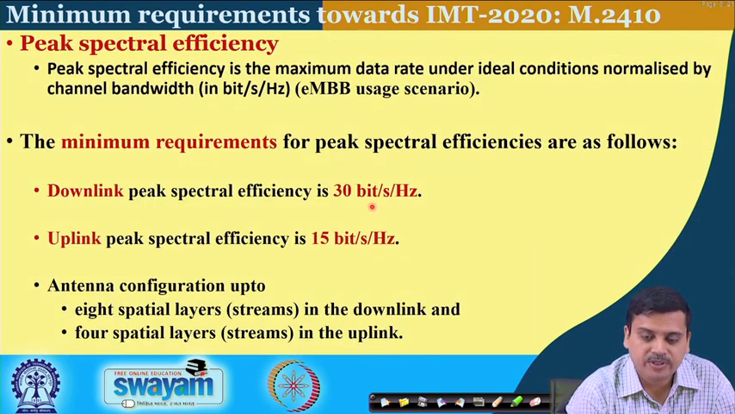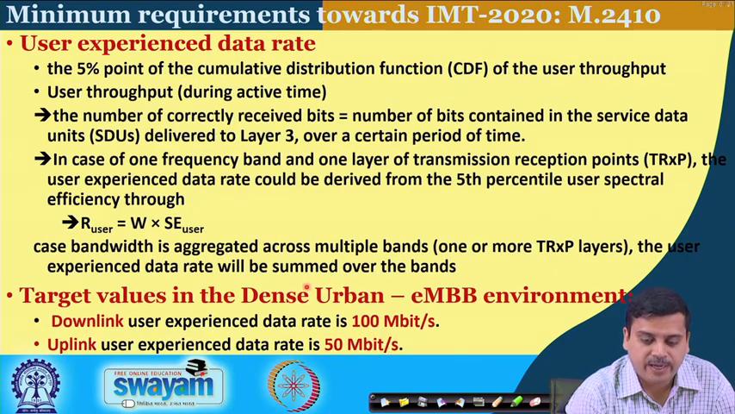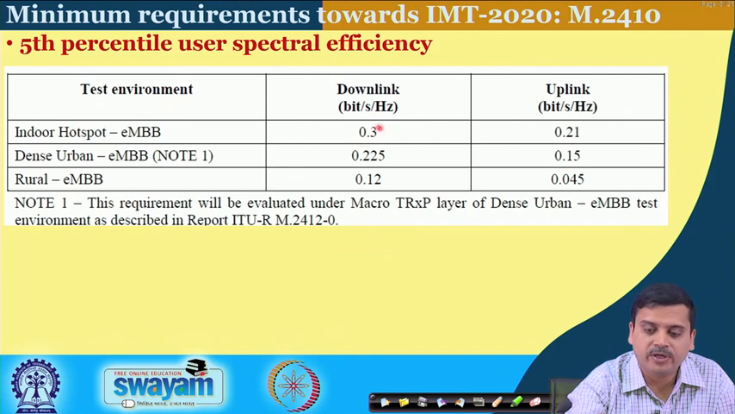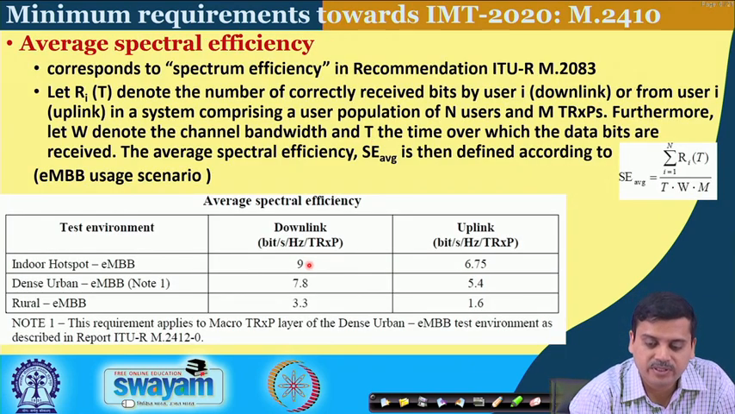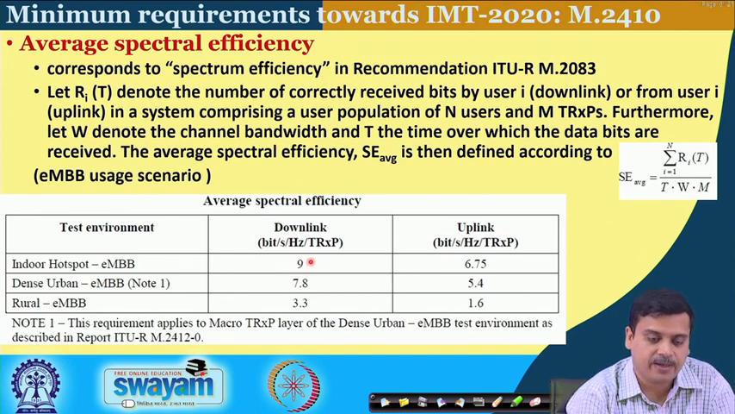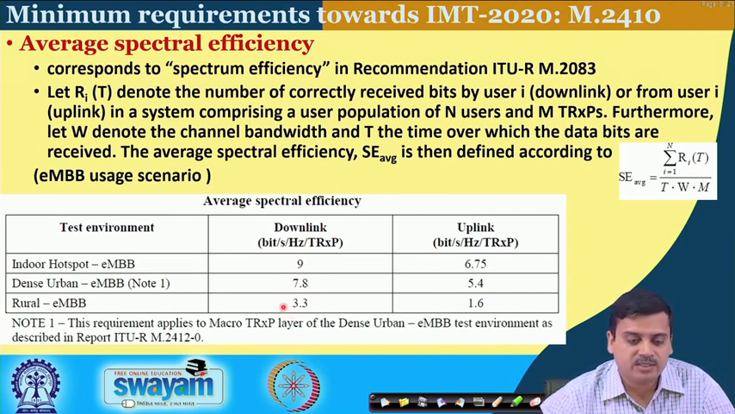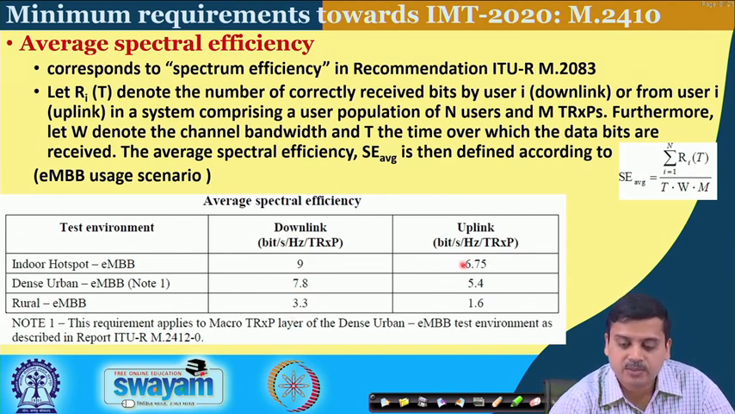It was 30 bits per second per hertz, right, and we have also seen that in indoor hotspot the downlink 5th percentile user spectral efficiency is 0.3. So, here what we are seeing is the average is 9. In rural the average is 3.3 and in dense urban it is 7.8 for all reasons which we have discussed earlier, and in uplink it is 6.75.